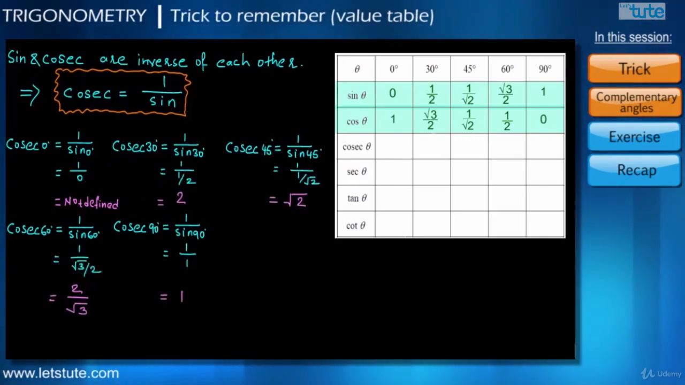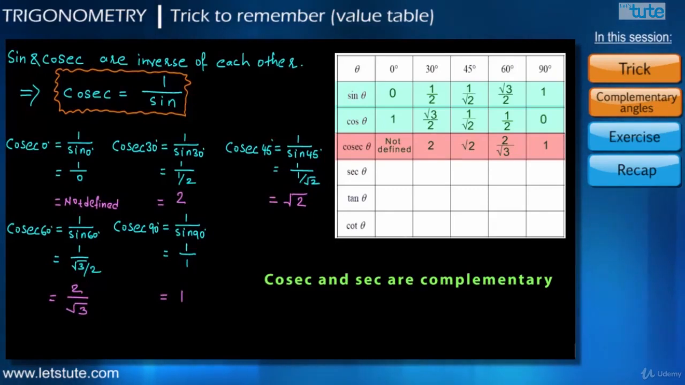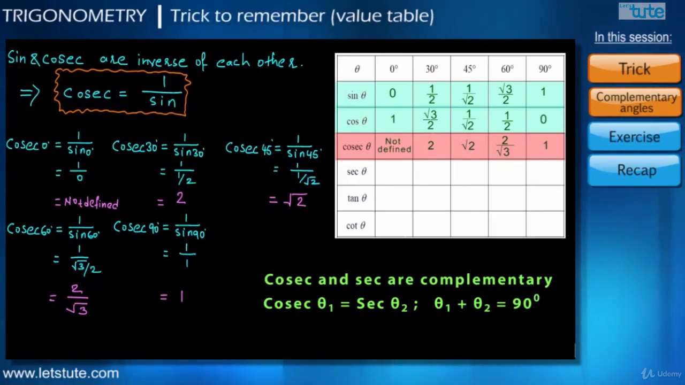So now we have cosec 0 not defined, cosec 30 is 2, cosec 45 is root 2, cosec 60 is equal to 2 upon root 3 and cosec 90 is equal to 1. So we have the values of cosec and we know that cosec and sec are complementary, that is cosec and sec are always same for any two angles whose sum is 90 degrees.